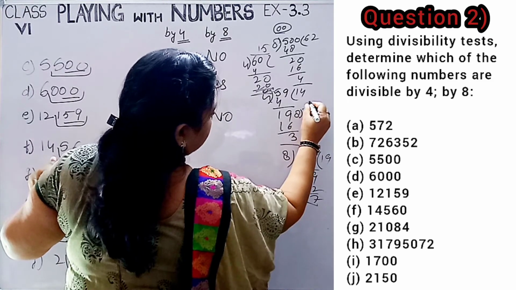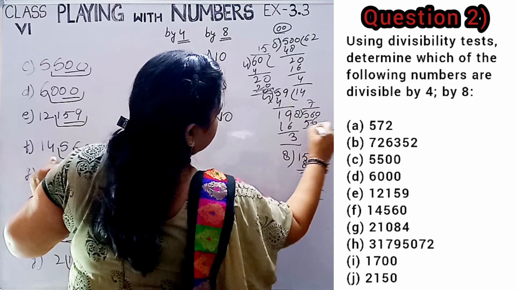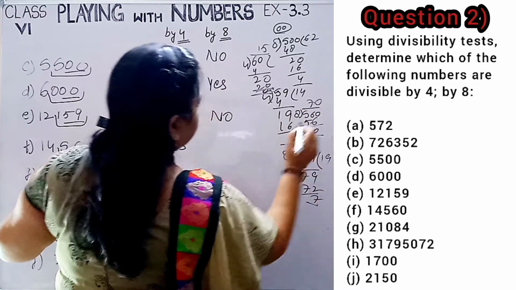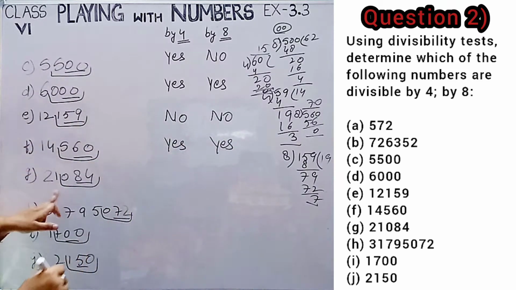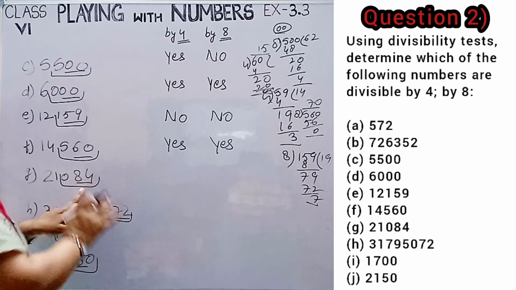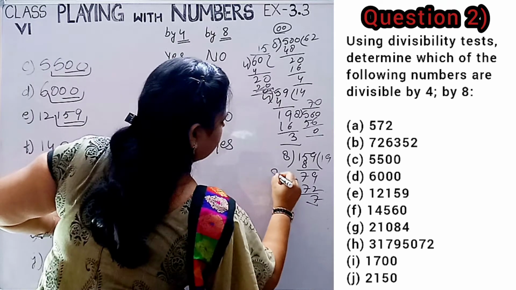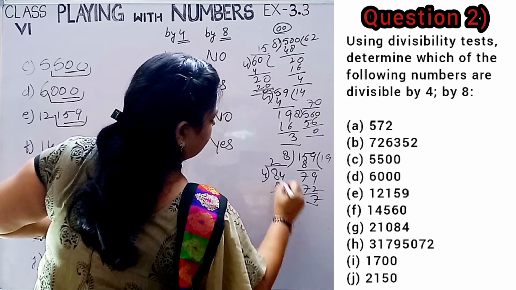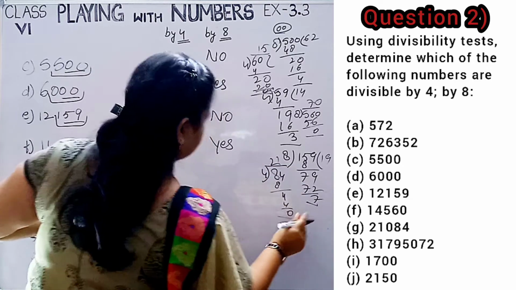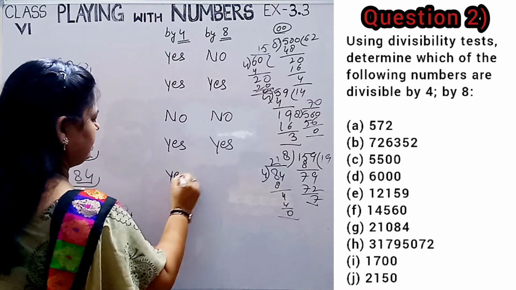So 8 sevens are 56 and 0 here. It means yes, this number is also divisible by 8. Now 21,084. Last two digits 84, and 4 twos are 8, 4 ones are 4. Yes, this number is divisible by 4.